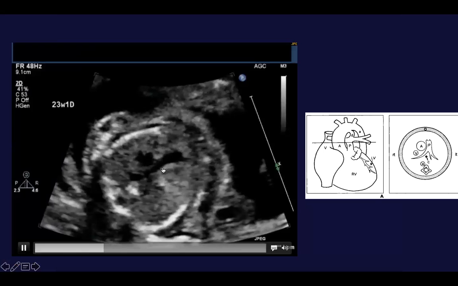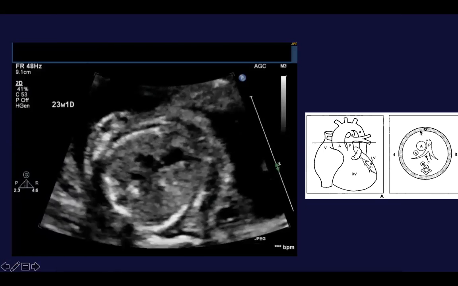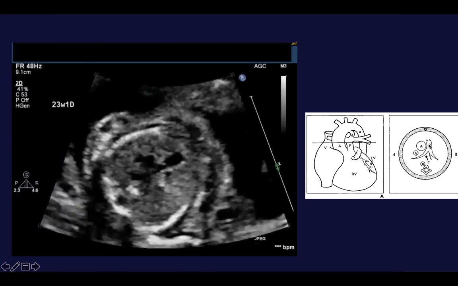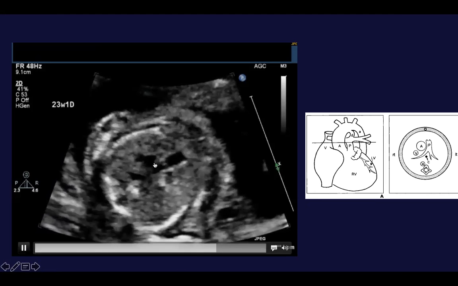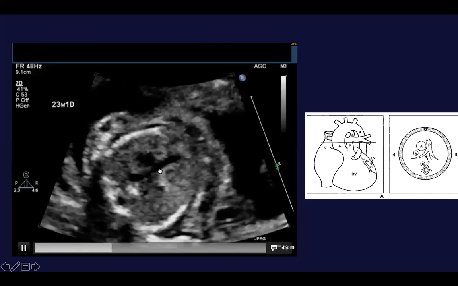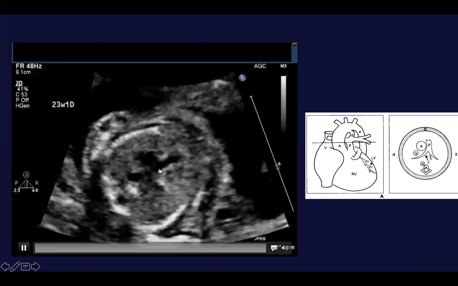So here's an example of a three-vessel view of a patient with tetralogy of Fallot. Again, here's left. The order is the same, pulmonary, aorta, SVC, but there you can see the significant size difference. And that's a really nice tip-off for tetralogy of Fallot.